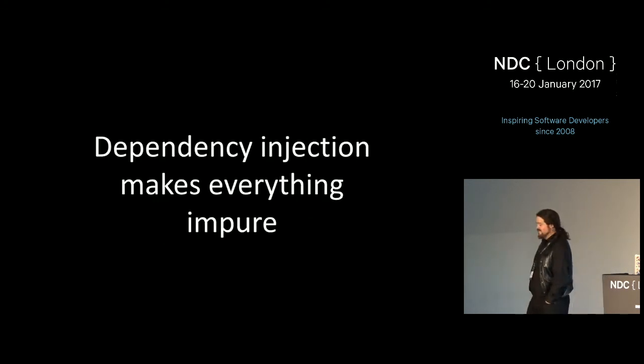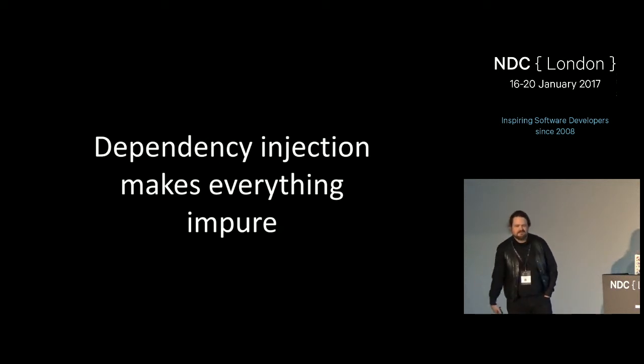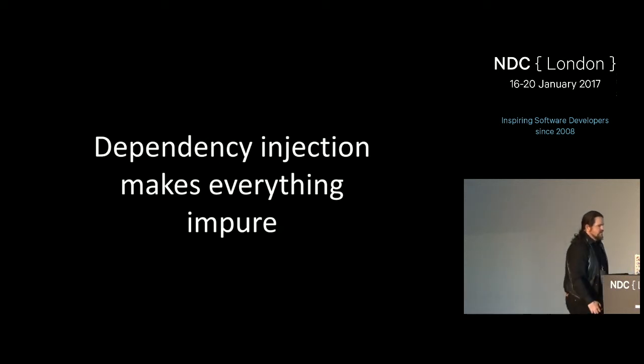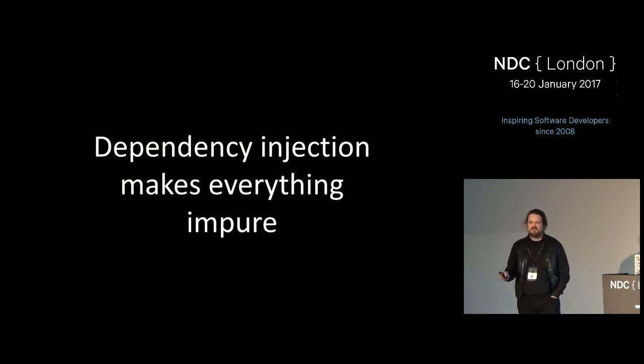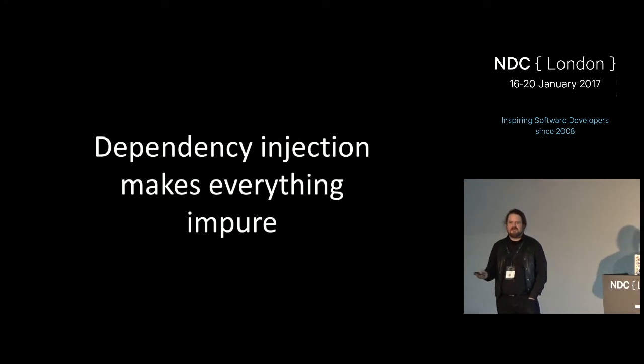Dependency injection makes everything impure. Is this true? So this was from Mark Seemann's talk yesterday. He's talking about Haskell and functional programming and stuff. And this went on Twitter, and several people shared it. Clearly they think there's some wisdom here. Do we think it's true? Could you design an experiment to test it?